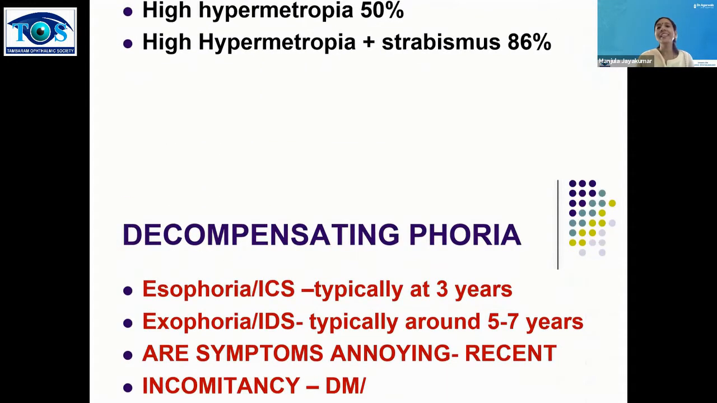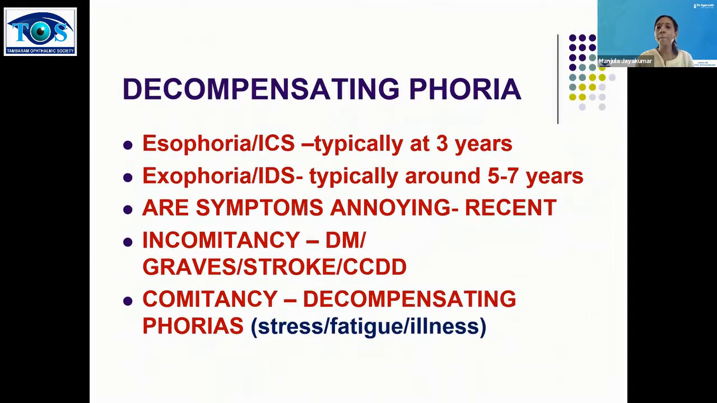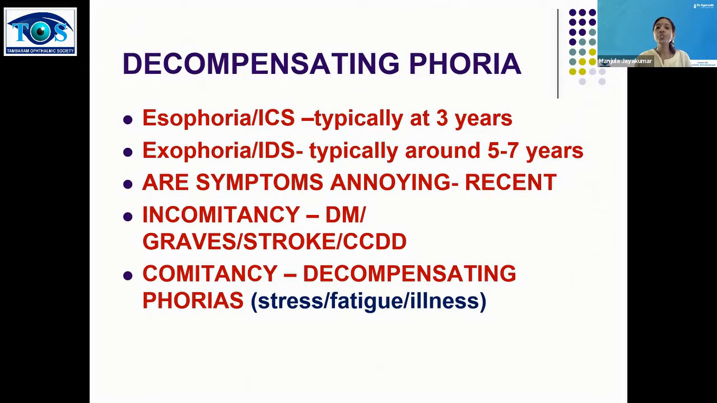Now, when will these symptoms occur? A decompensating phoria usually occurs at 3 years if it is esophoria or intermittent convergence squint, and at around 5 to 7 years if it is exophoria or intermittent divergence squint. If the child says the symptoms are annoying, it means that it is a recent onset problem.